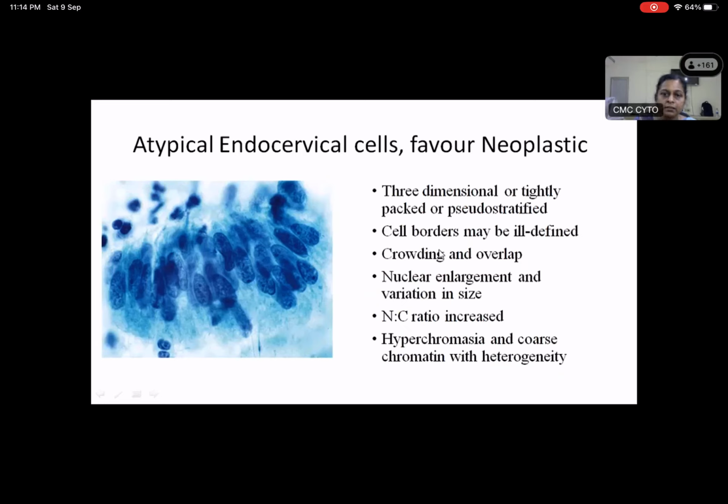Now look at this. This is favor neoplastic. Why? Because there is definitely overlapping. This is actually a stratified strip. There is nuclear stratification. And you can see that the chromatin is definitely coarse. And here you can see some nuclear membrane irregularity. It is not really very prominently seen in this particular cluster. There is some nuclear membrane irregularity. And if you look at an individual cell, the NC ratio is markedly increased. And the nuclei definitely look dark as against the hypochromasia that you see in other kinds of atypical endocervical cells.